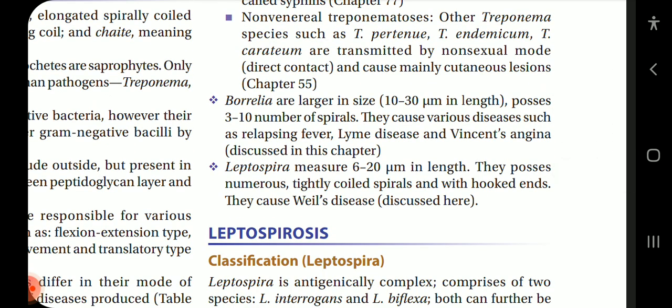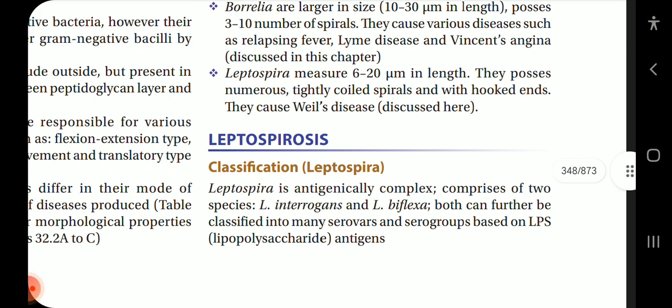Borrelia are larger in size, 10 to 30 micrometers in length, and possess 3 to 10 spirals. They cause various diseases such as relapsing fever, Lyme disease, and Vincent's angina, which are discussed in this chapter. Now coming to Leptospira, it measures 6 to 20 micrometers in length. They possess numerous tightly coiled spirals with hooked ends. They cause Weil's disease, which is discussed here.